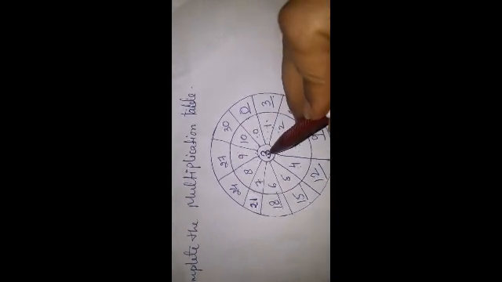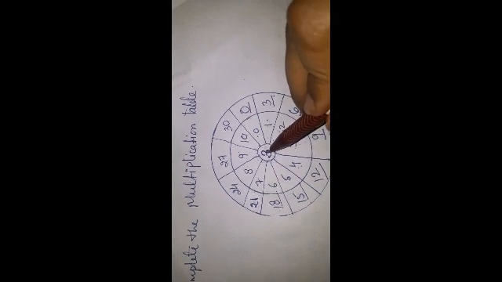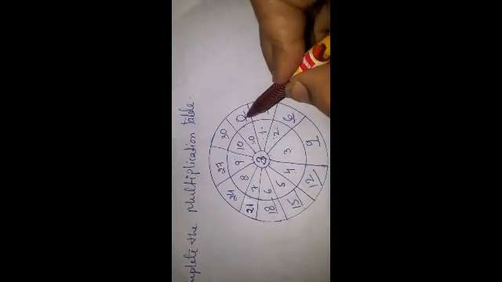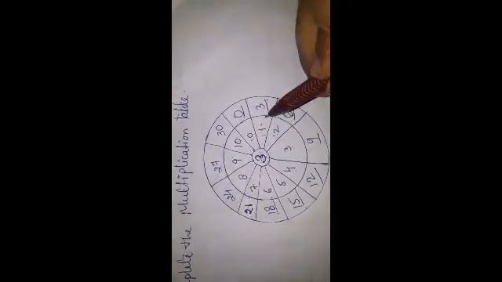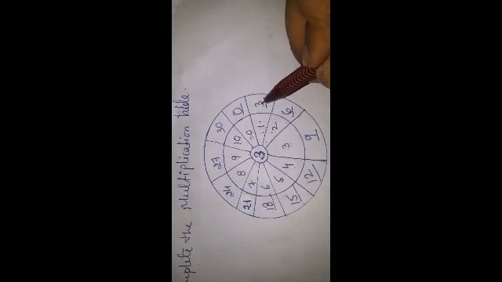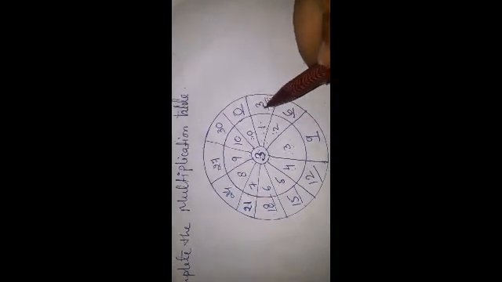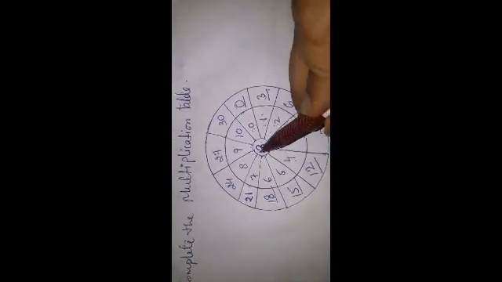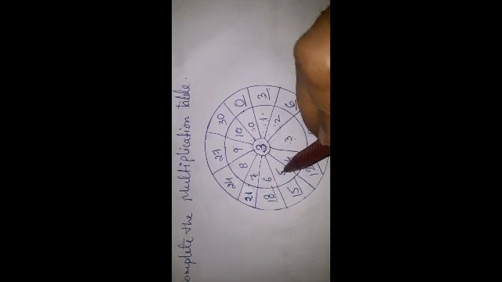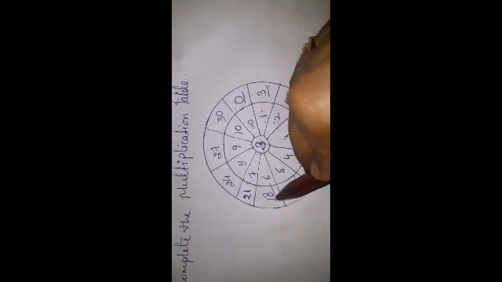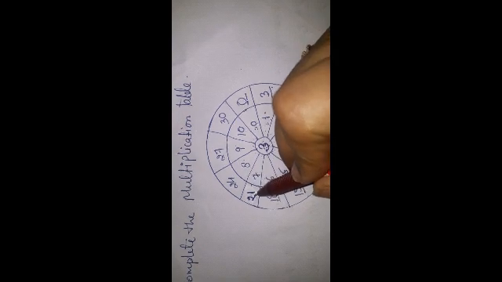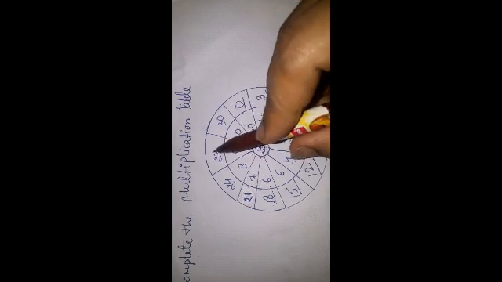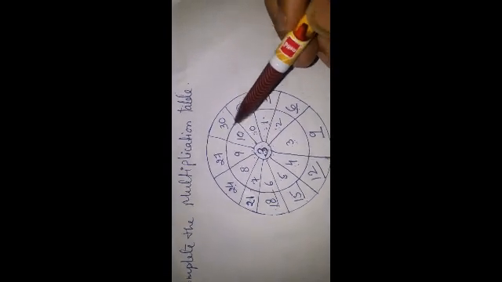So we will count the table of 3. 3 zeros are, when you multiply by 0, you will write here 0. 3 ones are 3, just write the answer in front of 1. 3 twos are 6, 3 threes are 9, 3 fours are 12, 3 fives are 15, 3 sixes are 18, 3 sevens are 21, 3 8s are 24, 3 9s are 27, and 3 10s are 30.